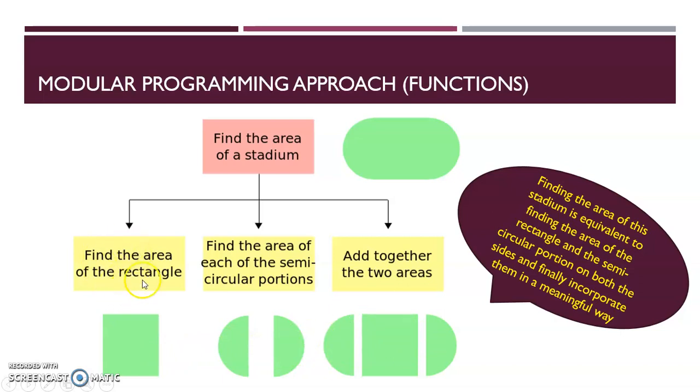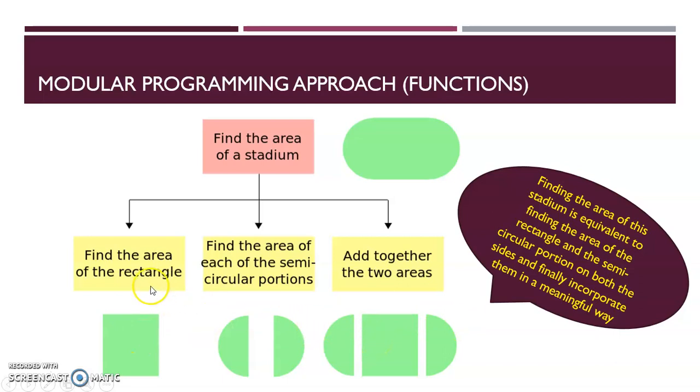Okay, so this function, that means the first module, is actually finding the area of the rectangle. It won't do any other processes. If you give the length and breadth of the rectangle, it will find the area of the rectangle. What the second portion is going to do is, if you provide the radius, it will find the area of the semicircular portion. Then this subproblem will incorporate this portion twice and this portion once to form the area of the stadium.